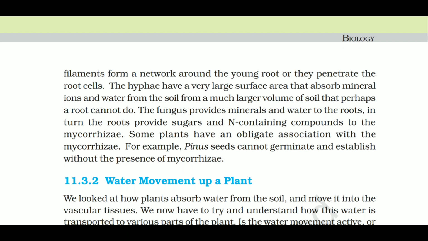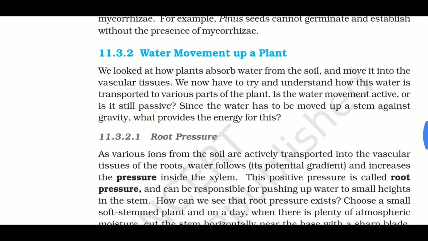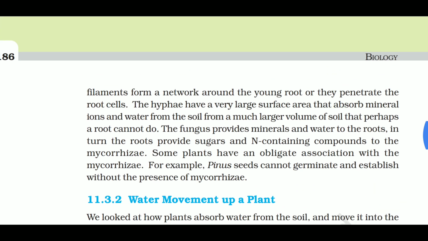Some plants have an obligate association with the mycorrhiza. For example, pinus seeds cannot germinate and establish without the presence of mycorrhizae. So that is the best example. In the next video, we are going to see about the water movement up a plant. Now we have covered the topic about how the water is absorbed from the soil towards the root xylem.